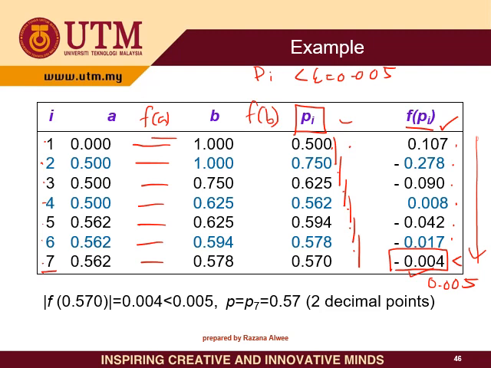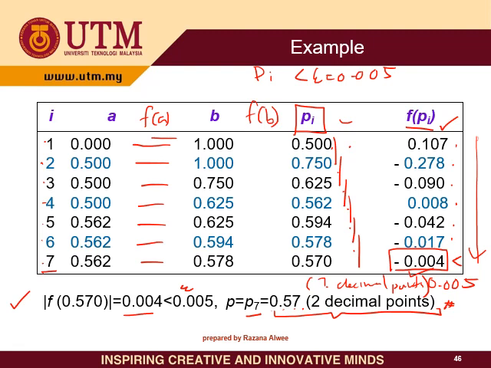Alright, so this is how you do the answer. Alright, so you say F of 0.570 is equal to 0.004, which is less than our error. And then P is equal to P7, P iteration of 7, which is 0.57, 2 decimal points. So because we do numerical methods, we need to provide the whole answer here, 0.57 brackets, how many decimal points. You need to have this as your answer. Okay, 0.57, how many decimal points?